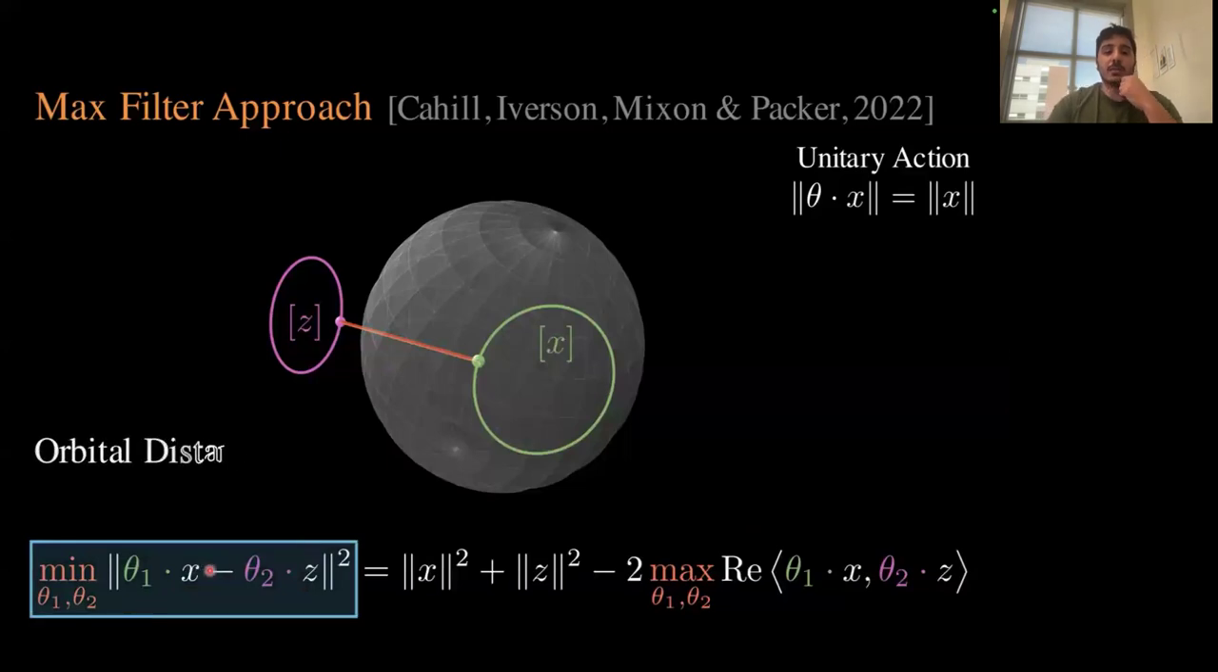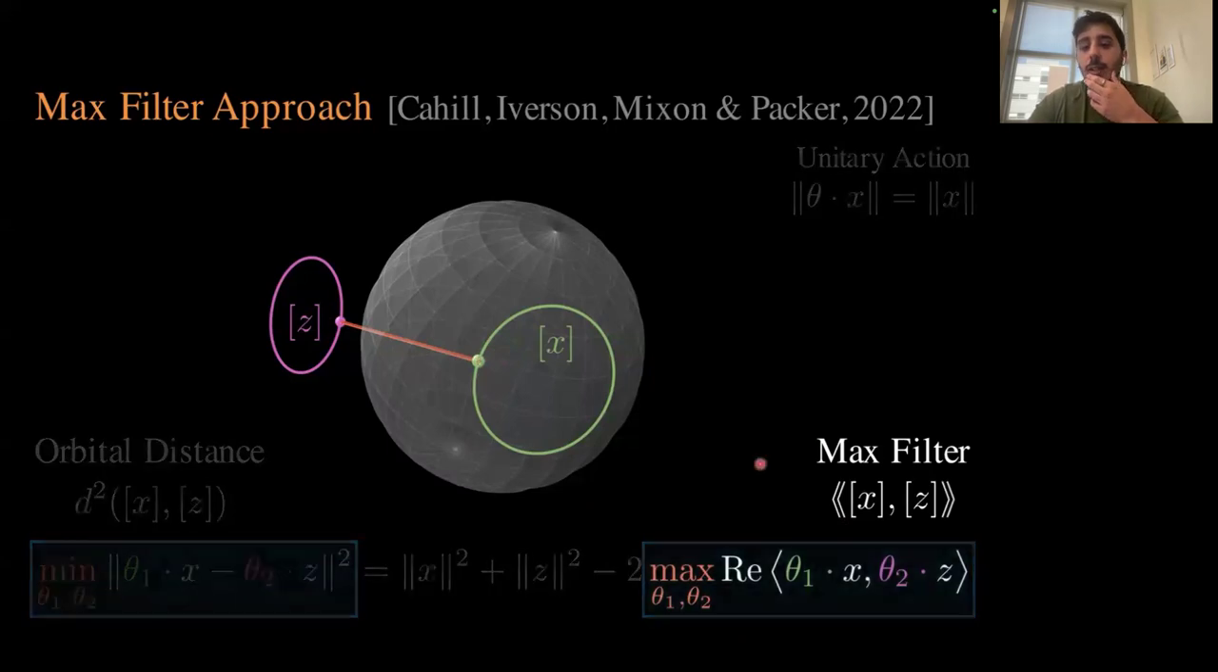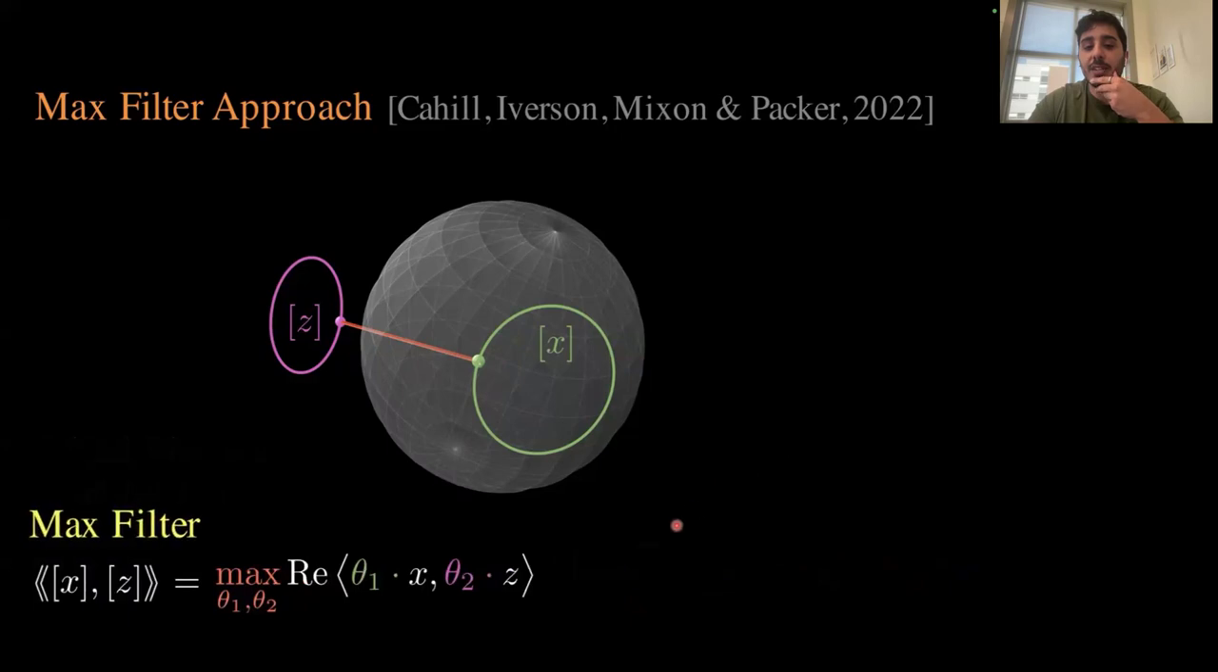So the thing on the left, the minimum distance, that's the orbital distance. That's a weighted phase retrieval distance. And the thing on the right is what you call the max filter between x and z, and it's denoted by this double angled bracket between the orbits of x and z. So you minimize distance, but then you measure the inner product between the minimizers. That gives you the maximum inner product between the orbits. That's what you call the max filter. You maximize inner product.